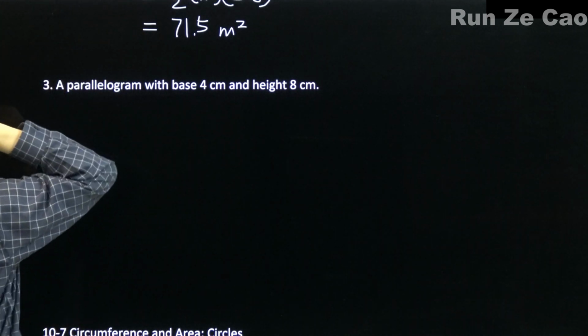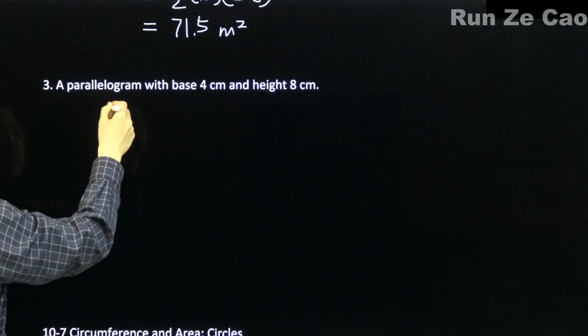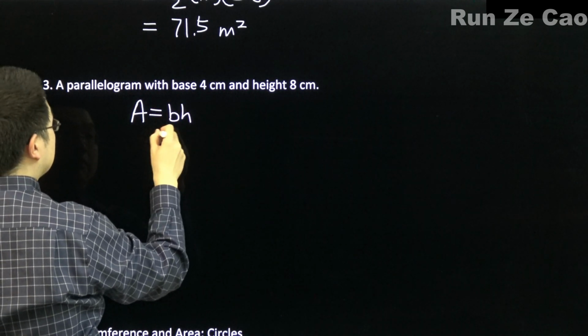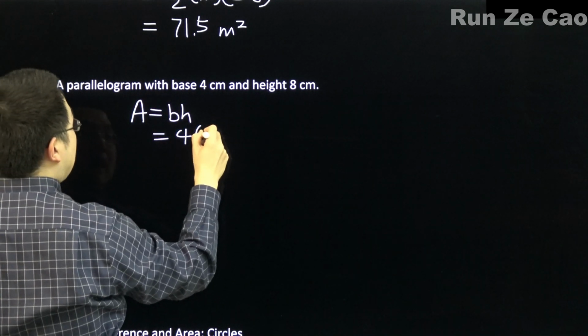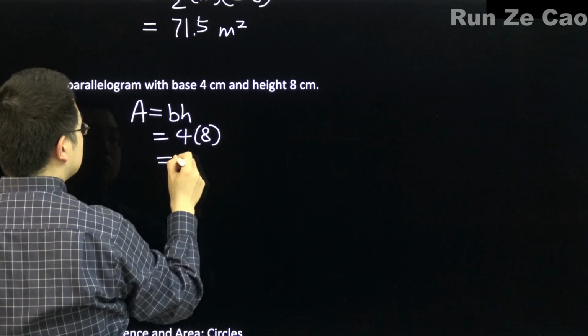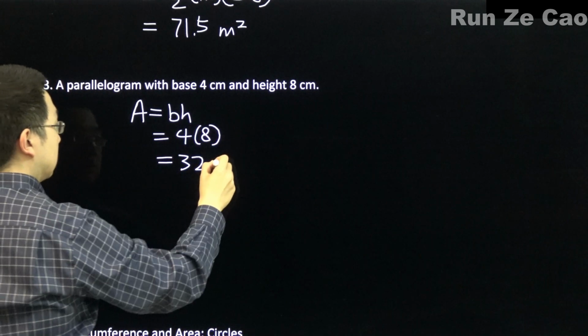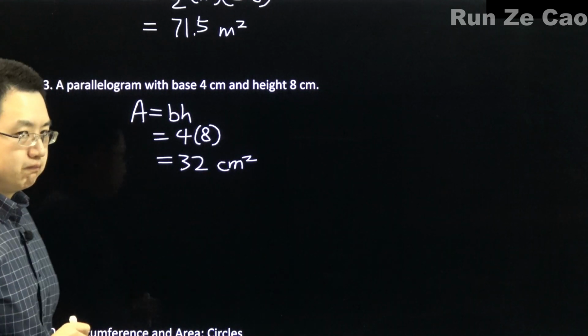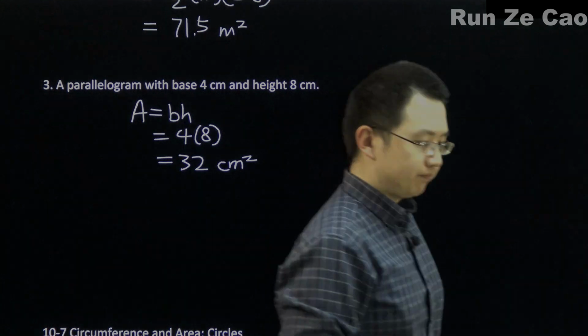Anyway, a parallelogram with base 4 centimeters and height 8 centimeters. Area is equal to base times height for parallelograms, so that's going to be 4 by 8, which is equal to 32 centimeters squared. Or square centimeters.